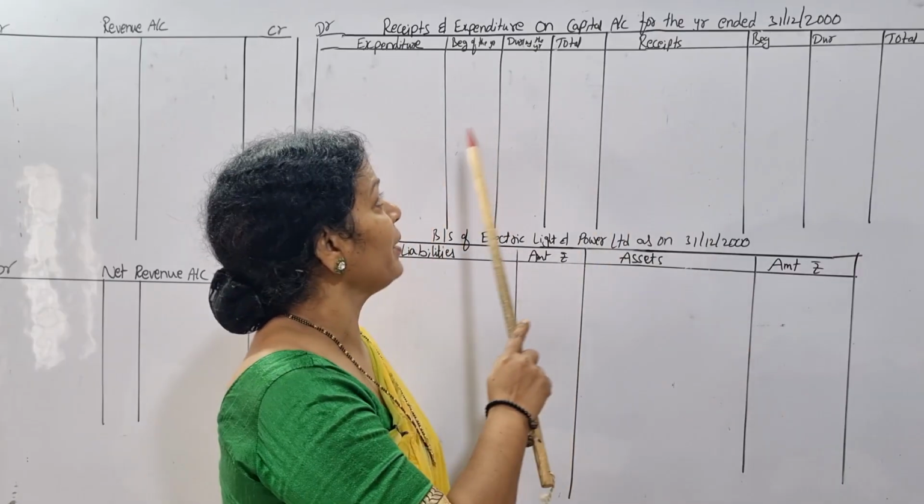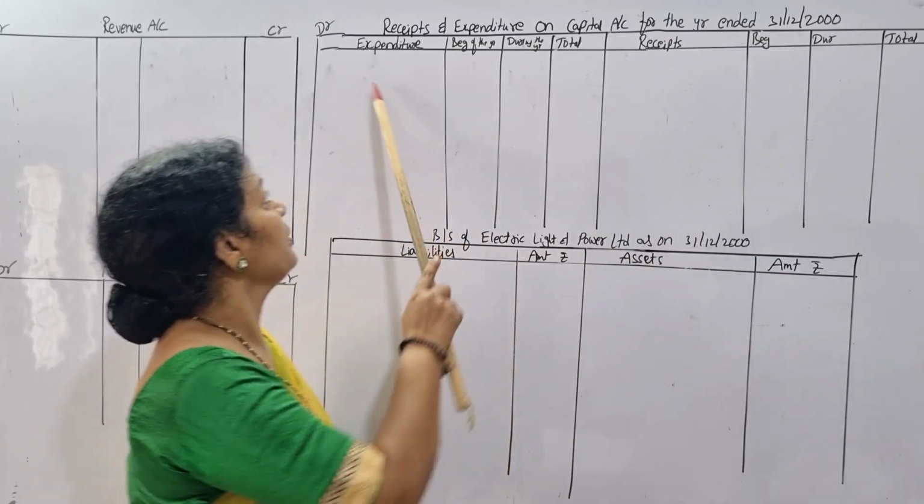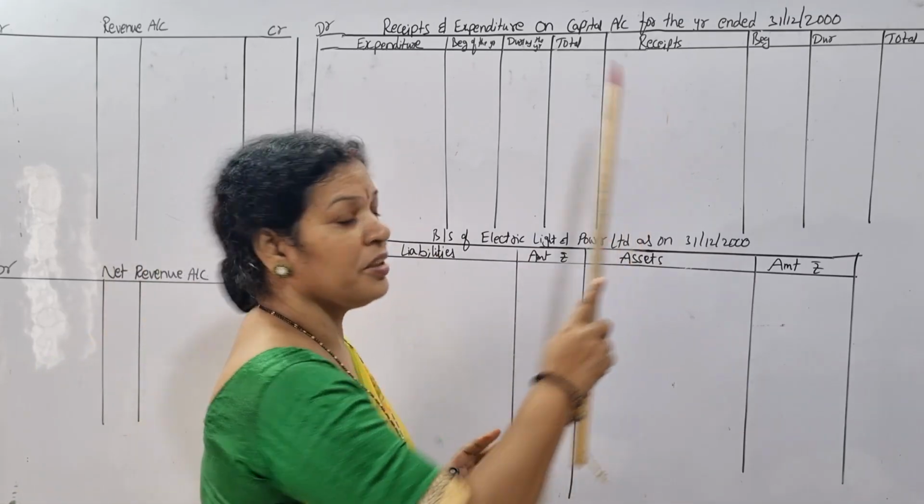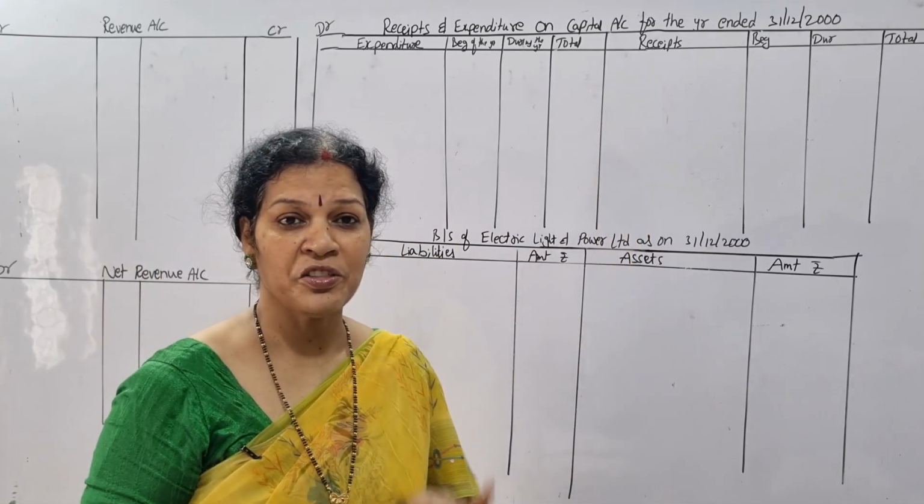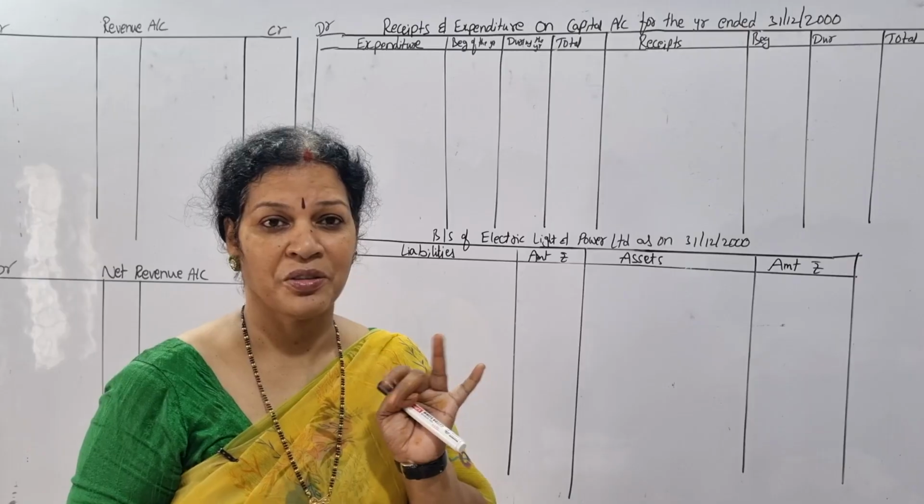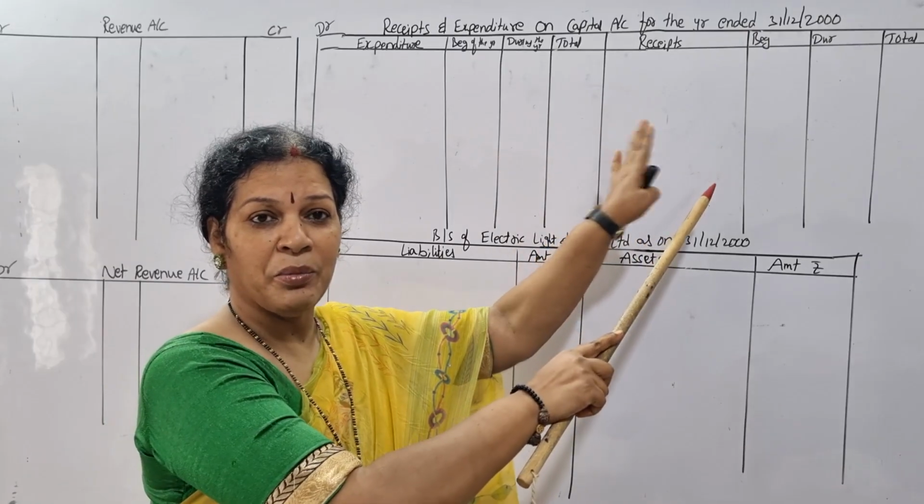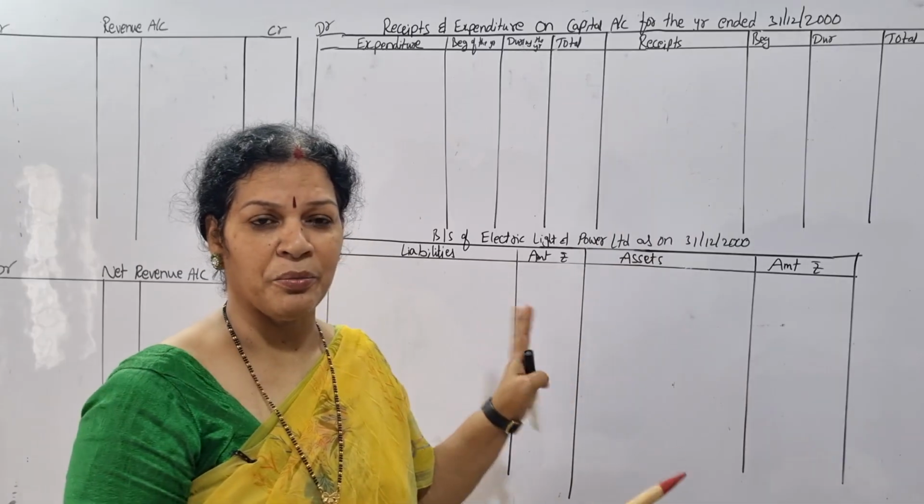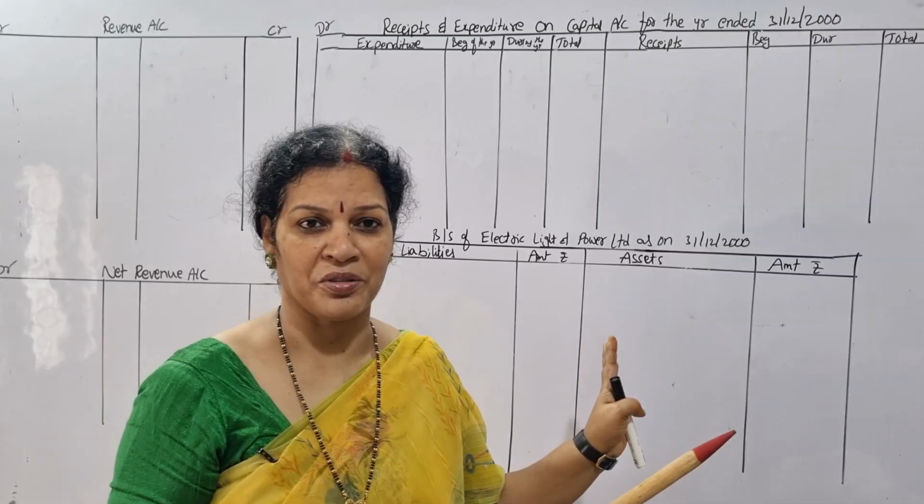Capital account, last class we have done. Capital account will always have on the debit side expenditure. Expenditure means fixed assets. Credit side receipts. Receipts means share capital and debentures. Share capital, debentures, fixed assets: these items once again don't come in the balance sheet. Balance sheet is very simple, just like final accounts.